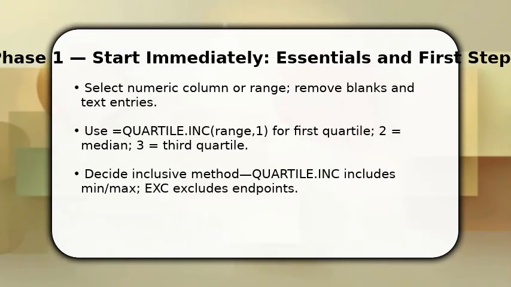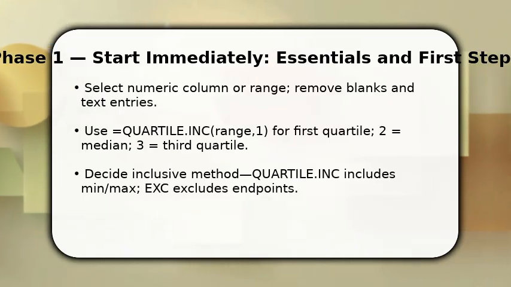You already have your numbers. Start by selecting the contiguous numeric range. Once done, clear blanks and non-numeric cells so Excel treats the range uniformly.